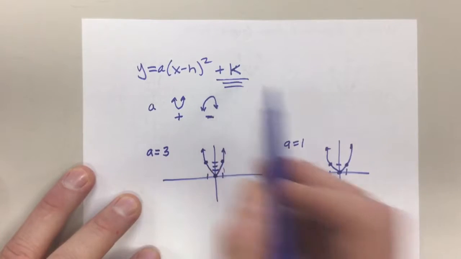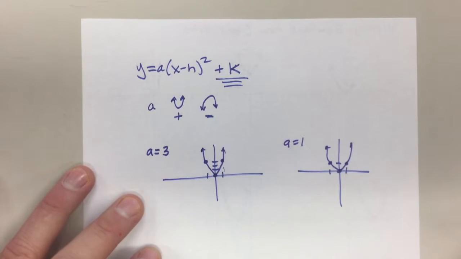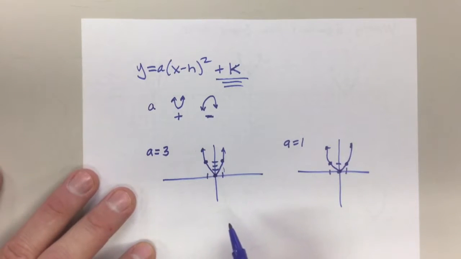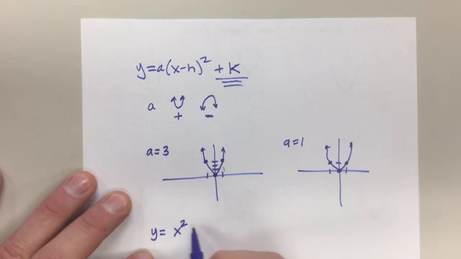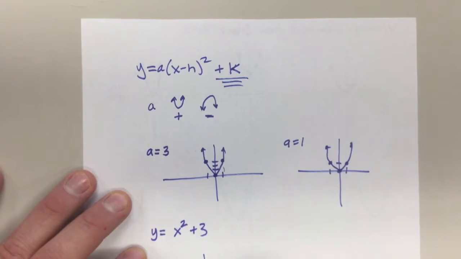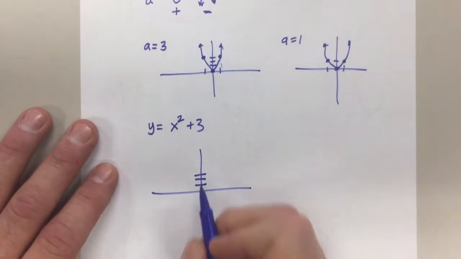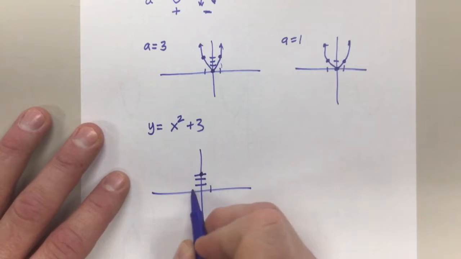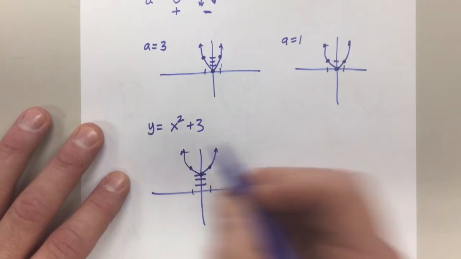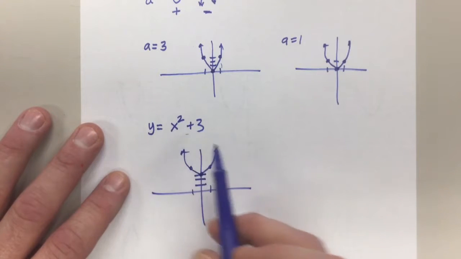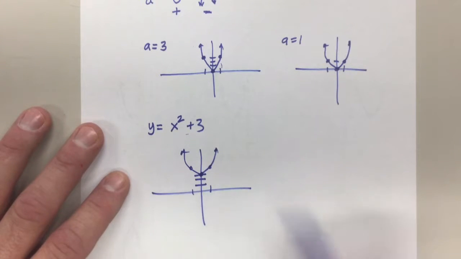Remember the number that we add to the outside, or the last number we add to the parabola equation? That moves the parabola up or down. So if we had a situation where it was, let's say, x squared plus 3, that means that the parabola gets moved up 3 units. And if it was minus 4, then the parabola would move down 4 units.